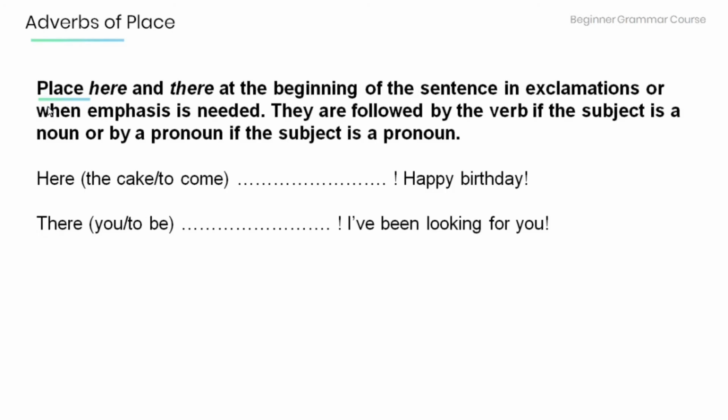Also remember that we place here and there at the beginning of the sentence in exclamation or when emphasis is needed. Note that they are followed by the verb if the subject is a noun or by a pronoun if the subject is a pronoun. Read the following sentences and fill in the blank using the appropriate forms of the words in the bracket. Here, the cake to come. Happy birthday! Here comes the cake. Happy birthday!